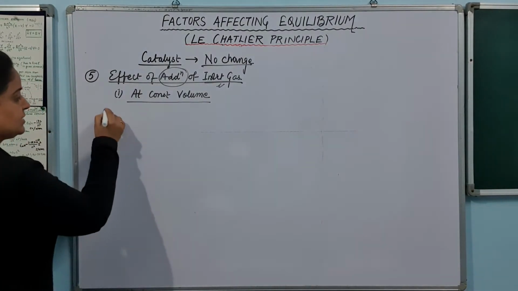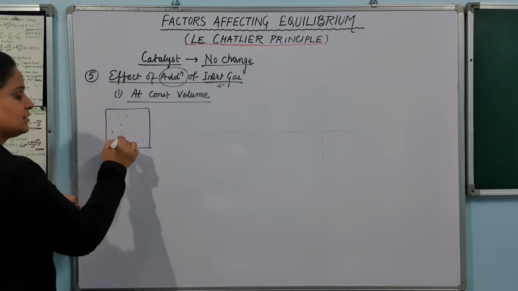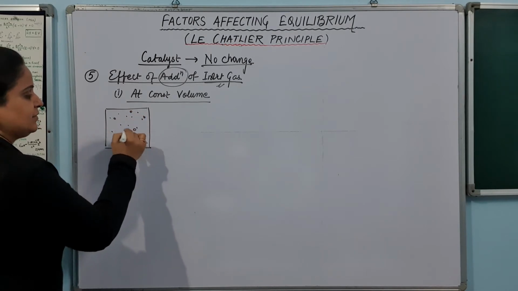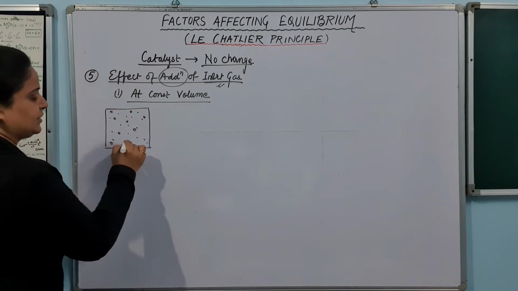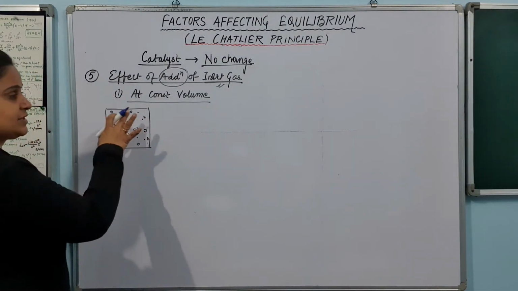So here is your container which has a fixed volume. Here is substance A filled. Here is substance B filled. Suppose these are gases. Now they are dispersed very evenly. It is a homogeneous mixture which is going to react.